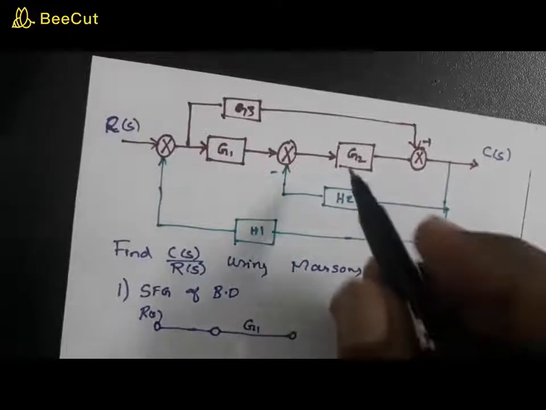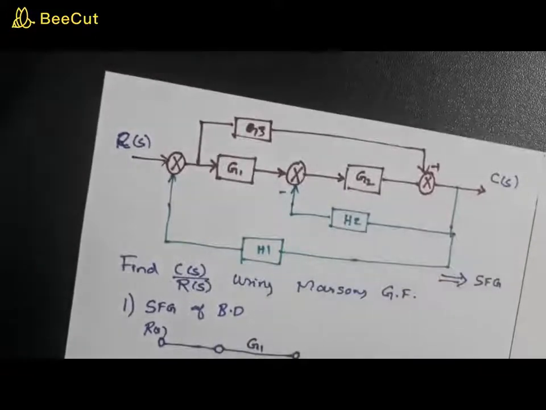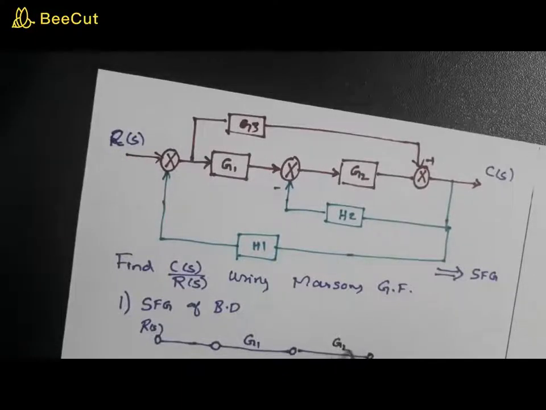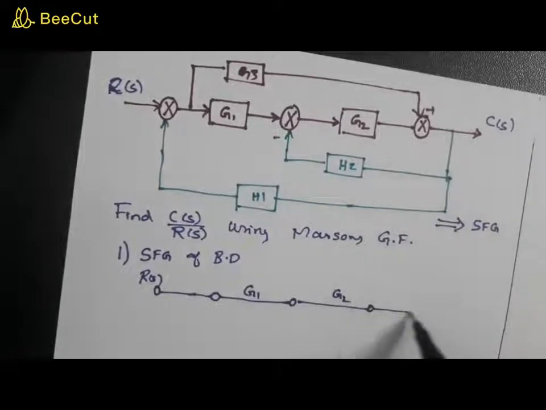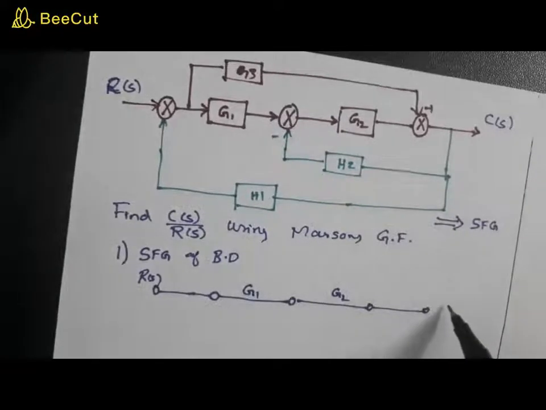You can write the transmittance as G1. Then you have one more summer, and between the two summers you have a G2 transmittance. So this summer is also represented. Now the output, C(s), can be denoted as one of the nodes. So this is your C(s).